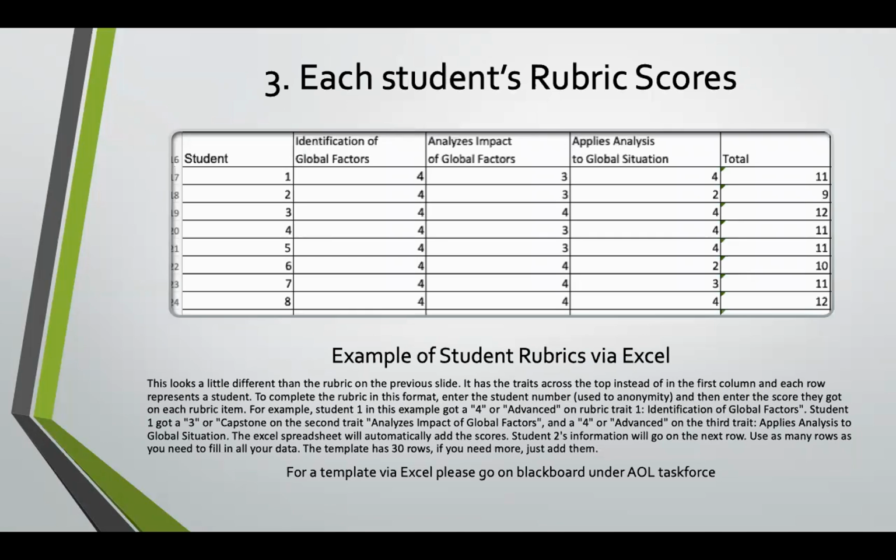This slide shows the format if you want to use Excel. This type of format is available on Blackboard. As you will see, this rubric is set up differently than the rubric I explained earlier. However, it contains the same information. The columns in this rubric are the traits, and each row represents a student. You simply enter the score for each student in the appropriate row and column of the spreadsheet. It will automatically calculate totals and summaries.